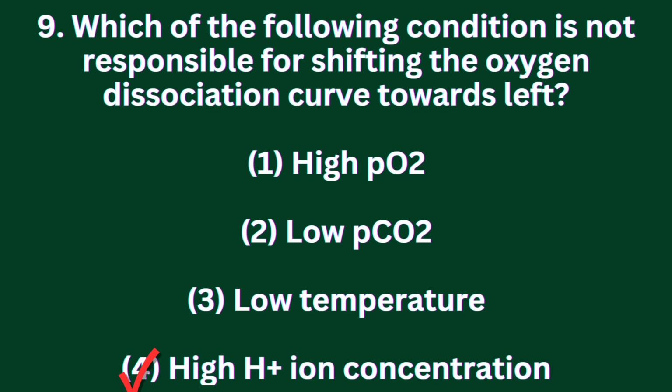Which of the following conditions is not responsible for shifting the oxygen dissociation curve towards left? 1. High PO2, 2. Low PCO2, 3. Low temperature, 4. High H+ ion concentration.